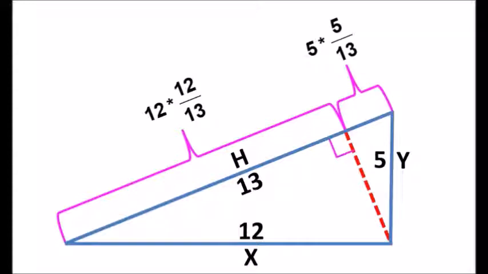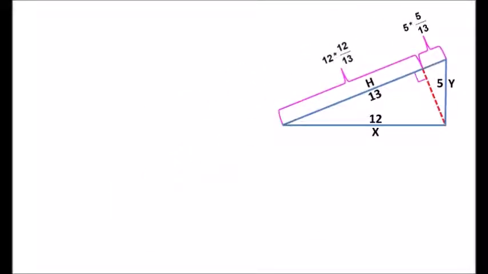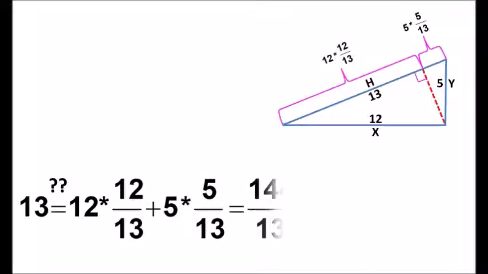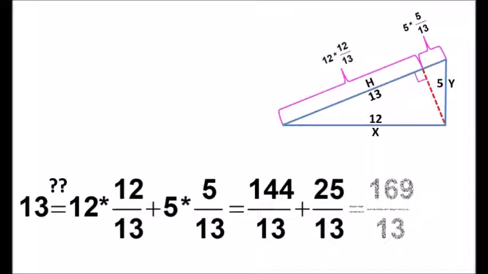Now, let's write down what we've done. If our projected distance calculations are correct, and if 13 is really the correct hypotenuse length here, then our total hypotenuse length of 13 should equal 12 times 12/13 plus 5 times 5/13, or 144/13 plus 25/13, which is 169/13, which exactly equals 13. So, it looks like things are working out.